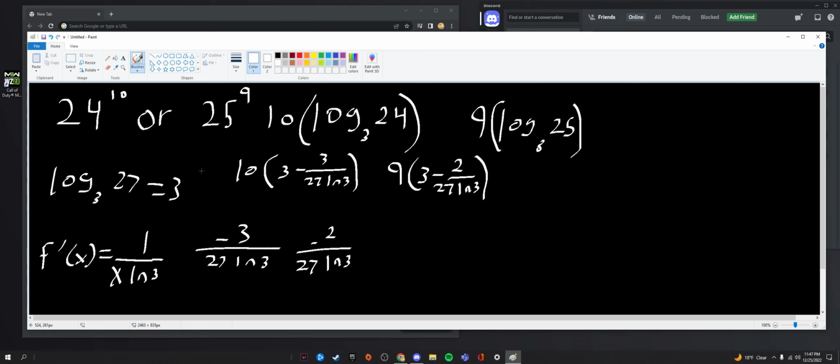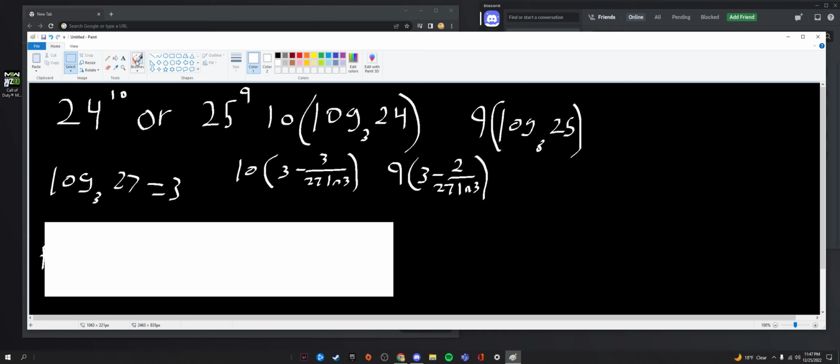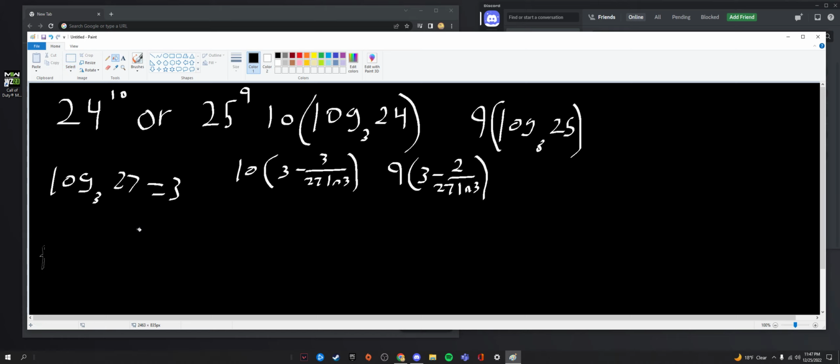Now we're going to do more estimation. I need some more space, so I'm going to erase that. Here we go. Let's color this out.